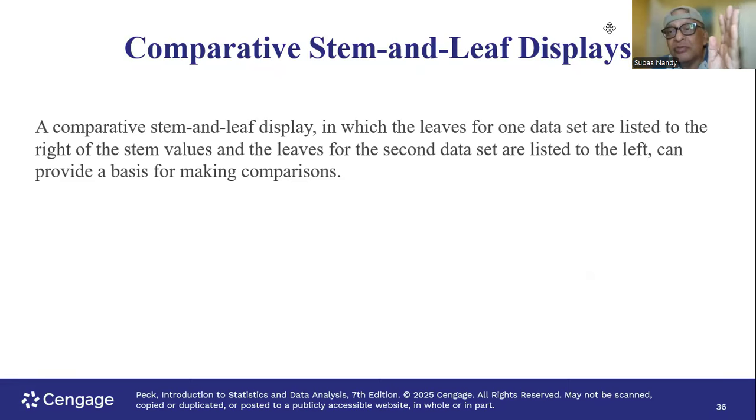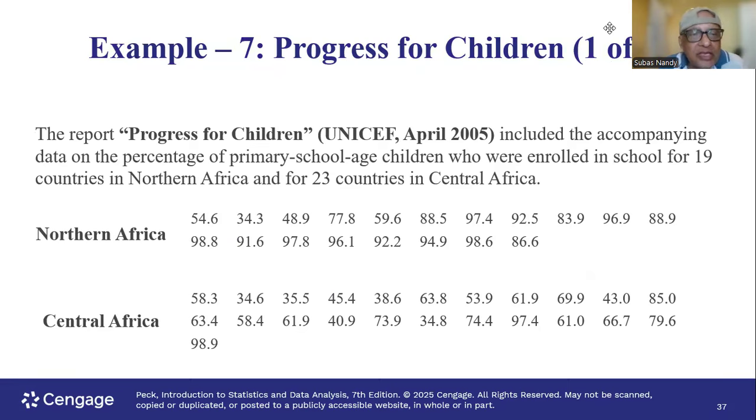What do we do with three-digit numbers? Well, we can have two digits in the stem, and the rightmost digit in the ones place can become the leaf. So that's for a single set of data. How about if we have two sets of data? Then we do a comparative stem and leaf plot. So here is an example. Progress for Children included the accompanying data on the percentage of primary school age children who were enrolled in school for 19 countries in Northern Africa and 23 countries in Central Africa.